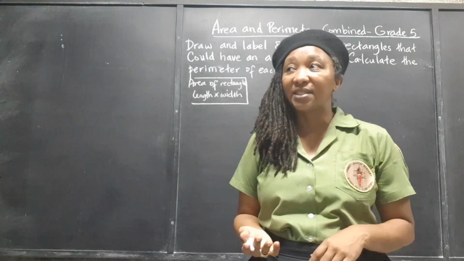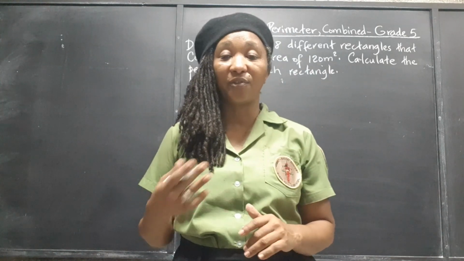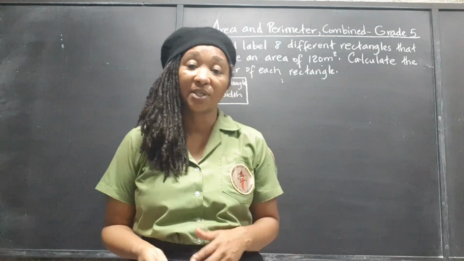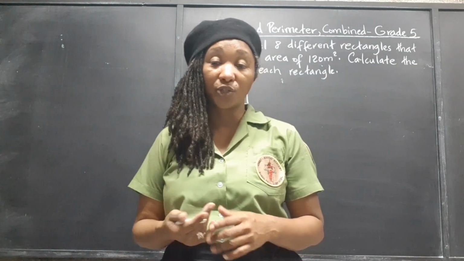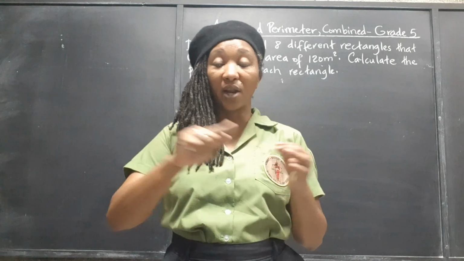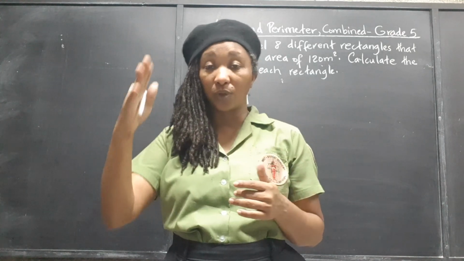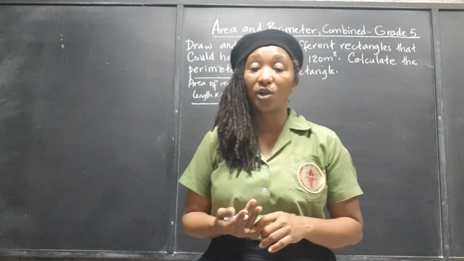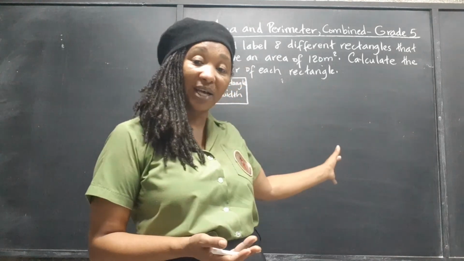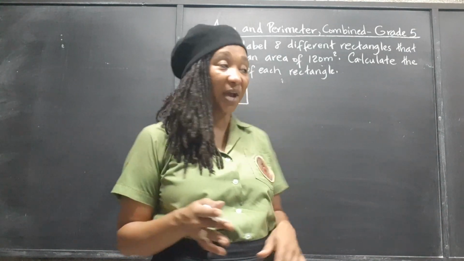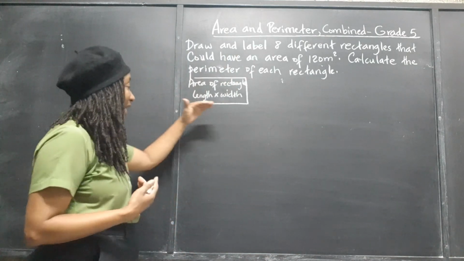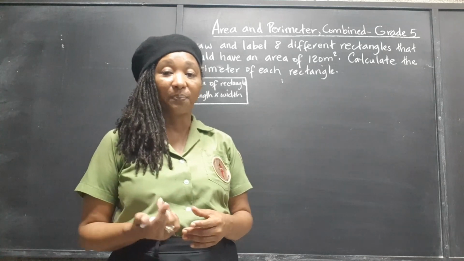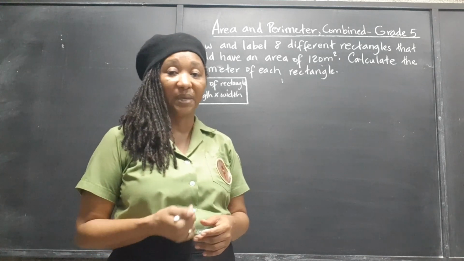So then we need to find out which 8 sets of numbers, when we multiply them we get 120 meters square, because one of the numbers would be the length and the other one would be the width. So we really need to find pairs of factors of 120 and draw them as rectangles, and then we're going to calculate the perimeter of these. So let's make a list of all the pairs of factors that multiply to give 120 meters square.